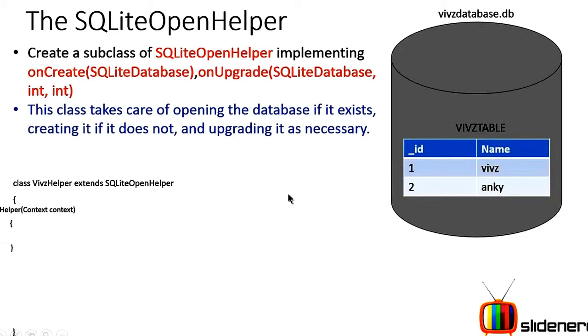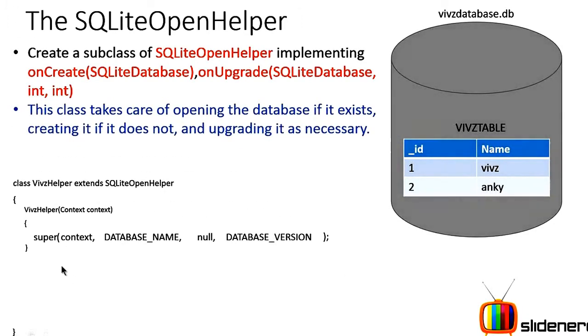As soon as I do this, what I'm supposed to do is declare a constructor that takes a context object. Now what I have is a super class constructor being called with 4 parameters: the context, the name of the database. The third argument is a custom cursor object if you plan to create your own cursor, but since we are not doing that, we'll pass null over here. And the fourth option is the database version.